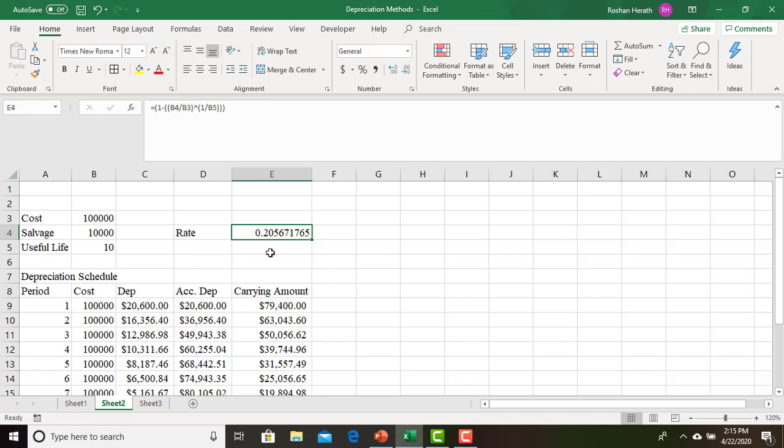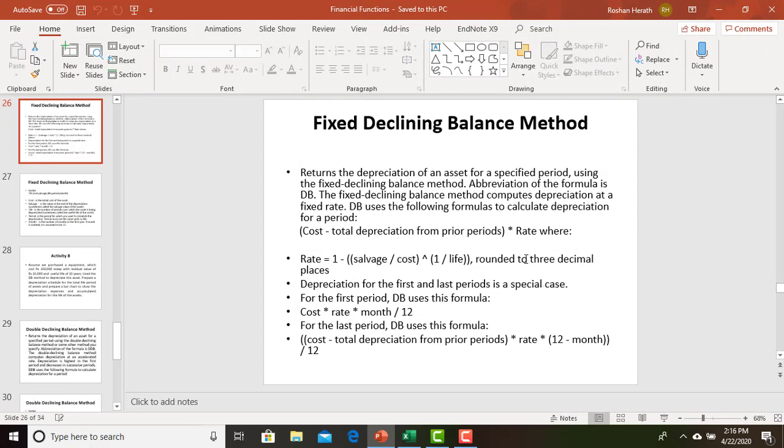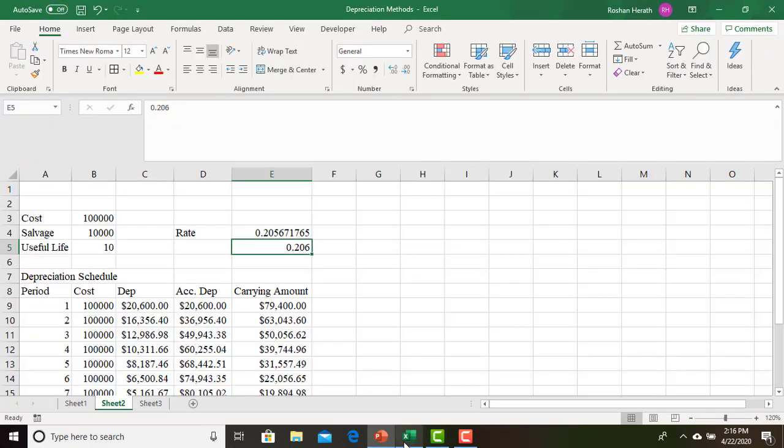So it is roughly around 20.6%. I would say that it is 0.206. So that would be the rate. Once you round it up, you can see that it is 0.206, because it says that you have to round it into 3 decimal places, right? So I have rounded that into 3 decimal places. It is 0.206. Then what they have done is they would have taken the cost in the first period.